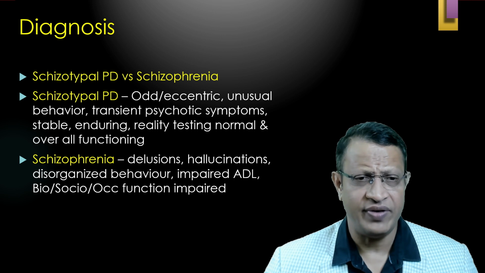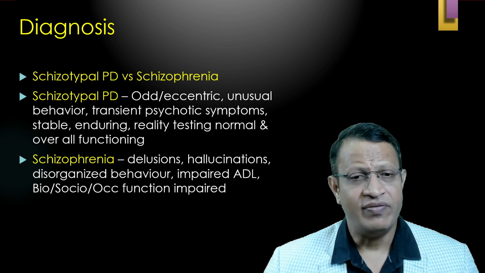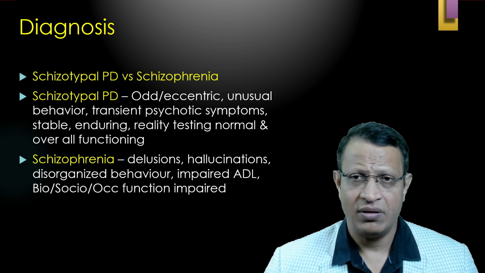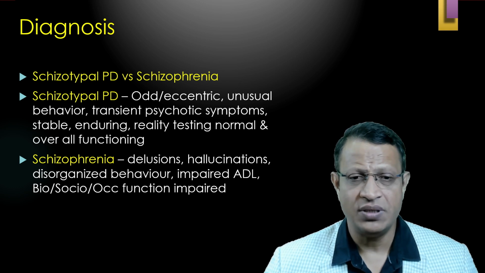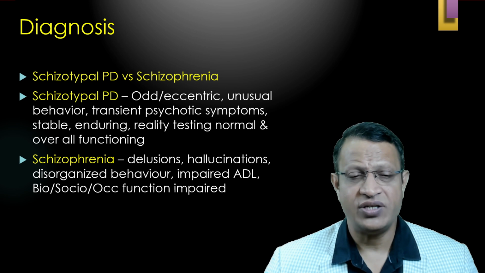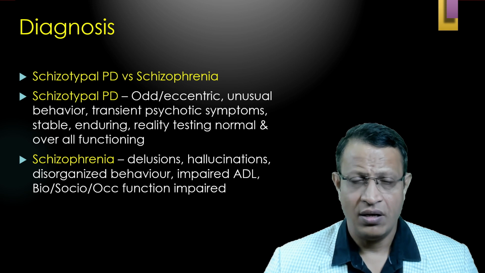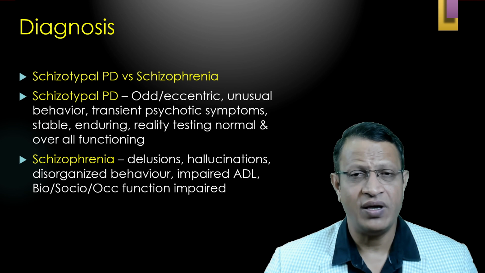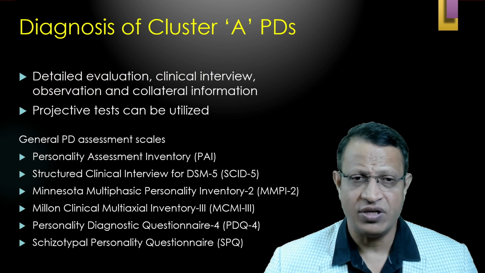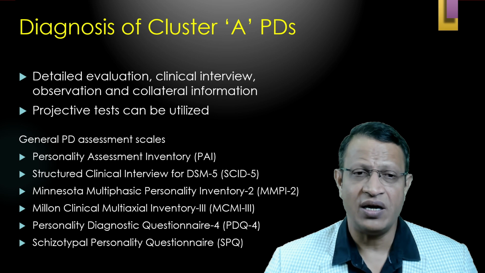If you want to differentiate between schizotypal PD and schizophrenia, in schizotypal PD they will have odd, eccentric, unusual behavior and transient psychotic symptoms. Invariably, these symptoms are stable and enduring, reality testing is normal, and overall functioning may be impaired very little. Whereas in schizophrenia, the patient will have delusions, hallucinations, disorganized behavior, impaired activities of daily living, and biopsychosocial and occupational function will be impaired. Let's look into the diagnosis of cluster A personality disorder.